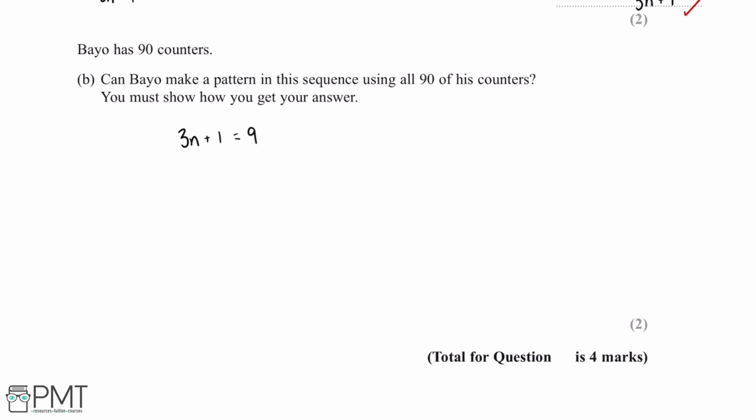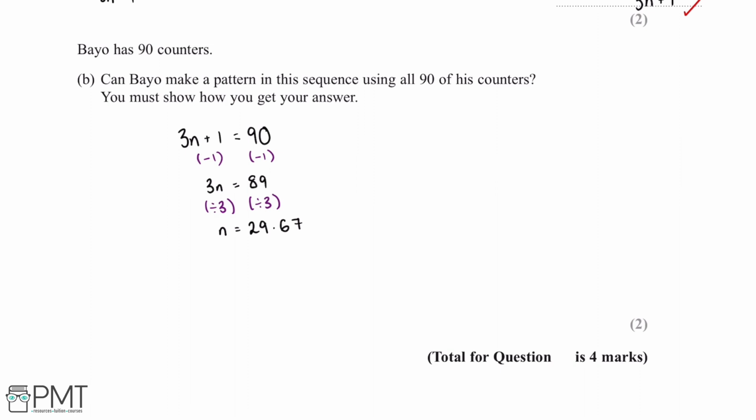So what we can do is make 3n plus 1 equal to 90, and then rearrange this equation to make n the subject. So the first thing we can do is minus 1 from both sides, and this tells us that 3n is equal to 89. And finally we can divide by 3. And 3n divided by 3 gives us n, and 89 divided by 3 gives us 29.67.